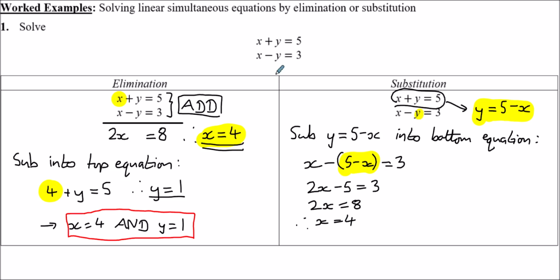Now we know that x equals 4, we can substitute this into either the top or bottom equation. So let's pick the bottom this time. So substitute into the bottom equation.